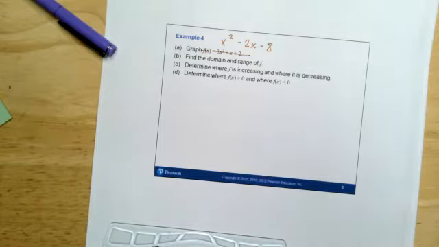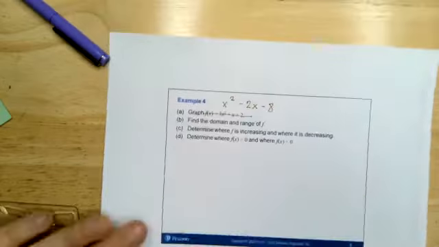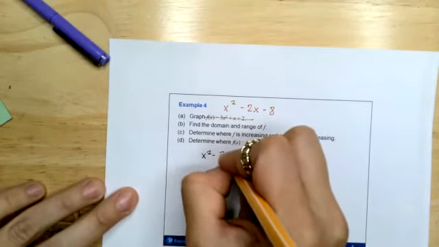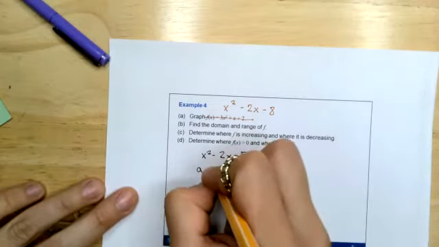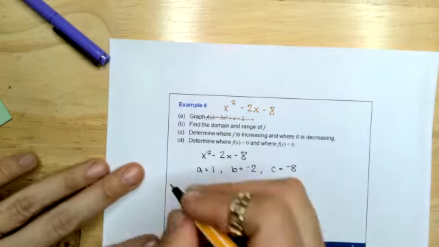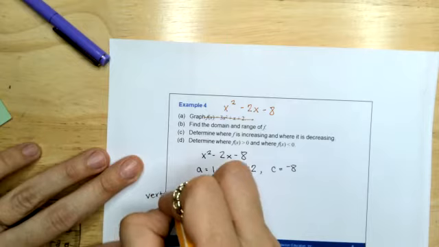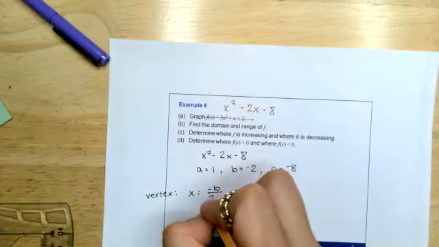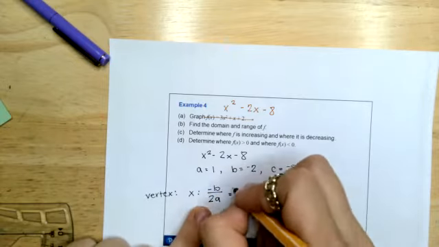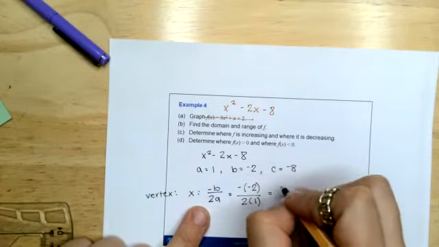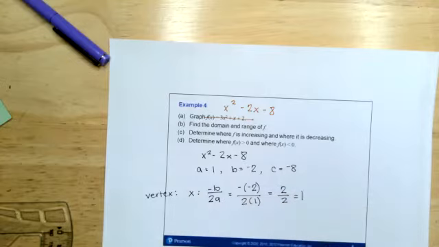What do we know about it? All right. X squared minus 2x minus 8. I'm going to say A is 1, B is -2, C is -8. Good. Vertex. The X value is -B over 2A. In this case, it's -2 over 2 times 1. -2 just becomes a 2. 2 divided by 2 is 1.